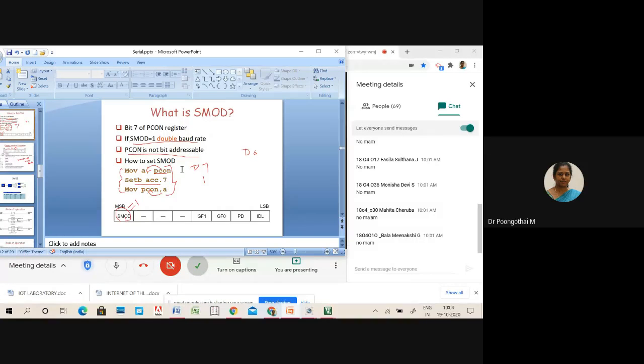It is not a bit addressable register, so we cannot modify the SMOD bit directly. For that, first you move the content of PCON to the accumulator, set the 7th bit of the accumulator to 1, and again write the accumulator content to PCON. Now your SMOD is modified to 1. So if SMOD is equal to 1, your baud rate is doubled.